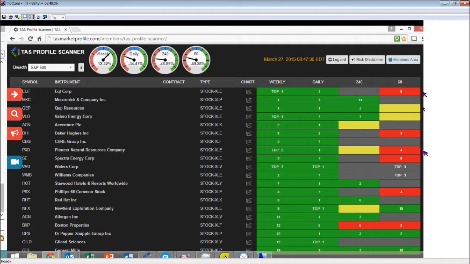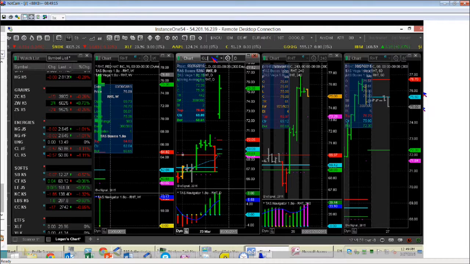PSX, we've been talking about PSX, Phillips 66 for a while. Let's take a look at GILD. This one's starting to get ramped up again. If I can spell GILD. There we go.